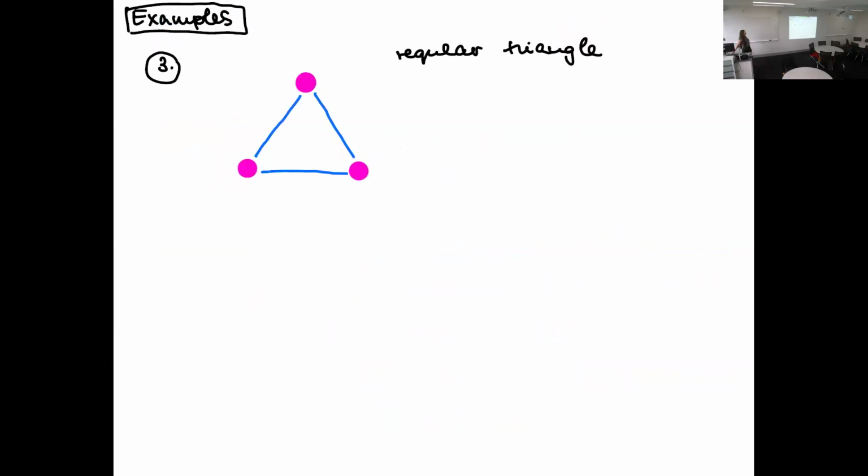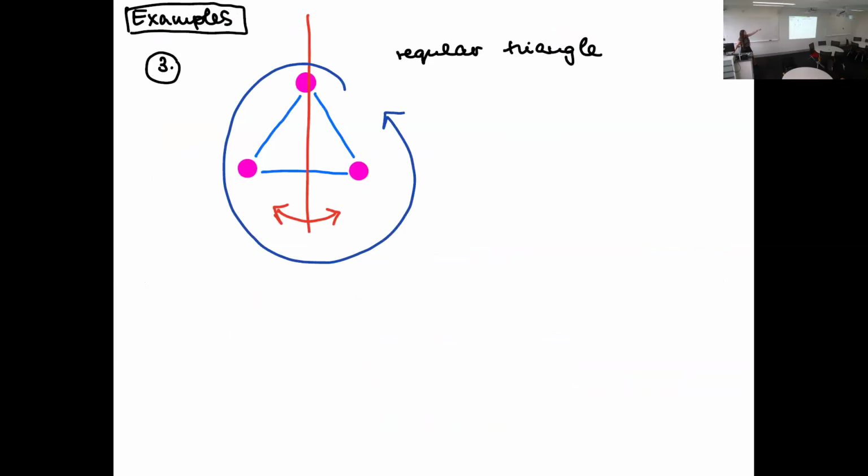Or we can also just take the symmetries of a regular triangle. So here's a regular triangle. Its symmetries are going to be this mirror symmetry, this reflection, where this red line is the axis, and then you can swap the two things down there. And then you can also rotate it around. So in total, there are rotations and reflections, and there are 6 of them in total.